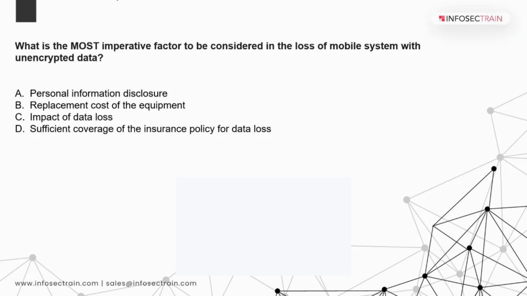Okay. What is the most important factor to be considered in loss of mobile system, unencrypted data? These are two keywords. Is it saying personal information disclosure? No, because we are not talking about any PII, right? It's saying loss of mobile system, unencrypted data. Data may be sensitive, non-sensitive, anything. It is not talking about personal information. So this one is out. First, replacement cost of equipment.